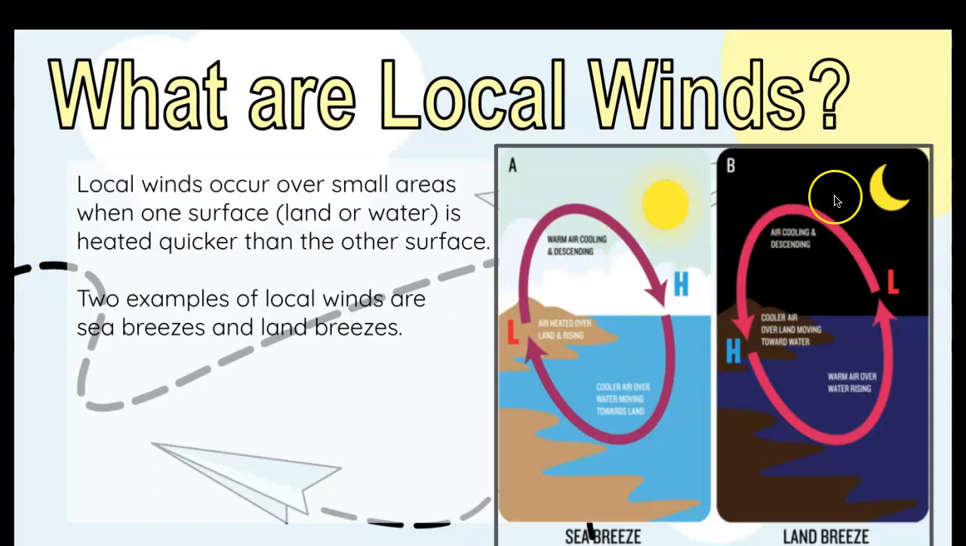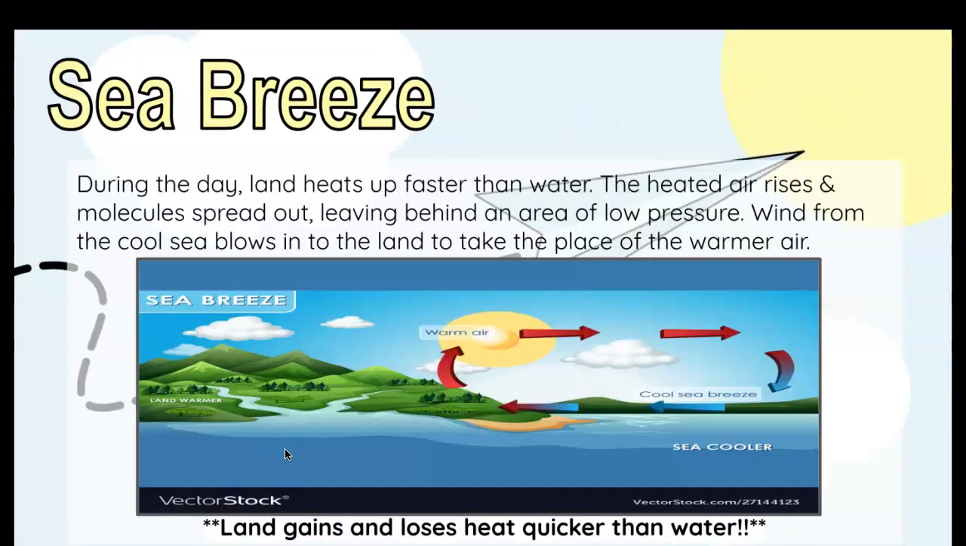A land breeze, which you see here happening at nighttime, you see the air rising over top of the water this time. So now our water is the area that has the most heat. So our air is hot, it's rising, it cools, drops down over the land, and now we have a land breeze. Those are local winds. So let's talk about the details of each type of local wind.